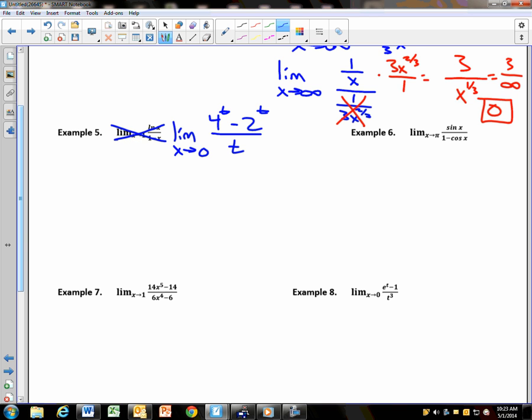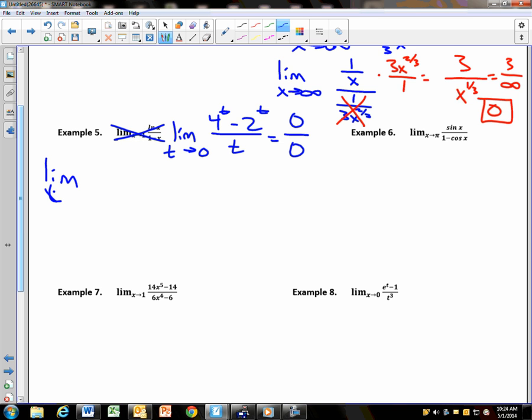This is the problem we do instead. Limit as t goes to 0 of 4 to the t minus 2 to the t all over t. Here we go. What is 4 to the 0? 1. What is 2 to the 0? So you get 0 on top, you get 0 on bottom. If you come up with an indeterminate form, we must use L'Hopital's rule, and we take the derivative of the top and the bottom.